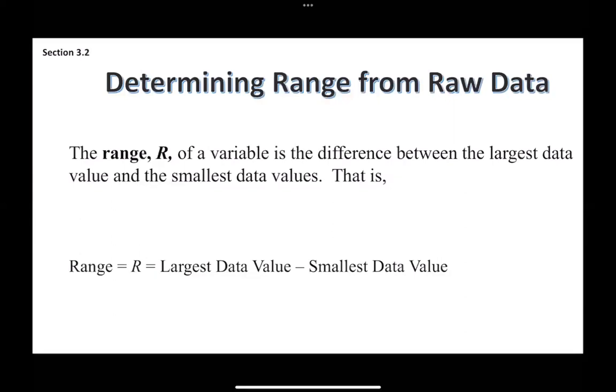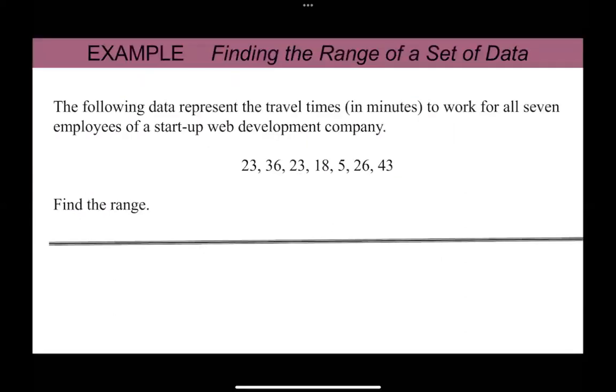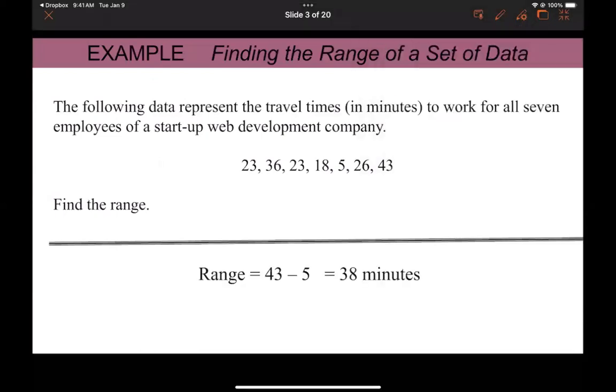That's the range. So for example, here's our data from travel times to work, and we just take our largest value, which is 43. 43 minutes minus 5 minutes is 38 minutes. So there's a 38-minute range between the smallest and largest. It's that simple. Nothing fancy.